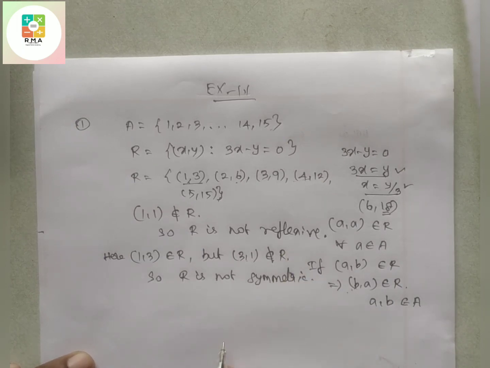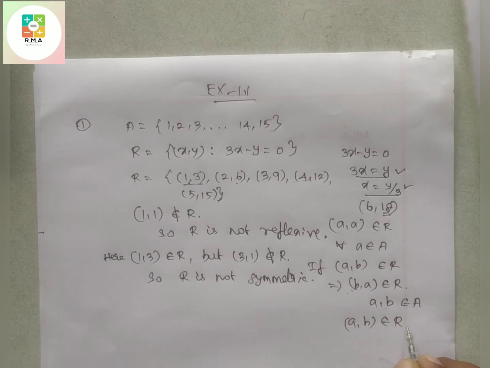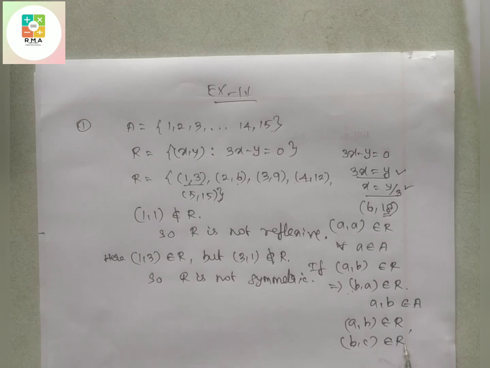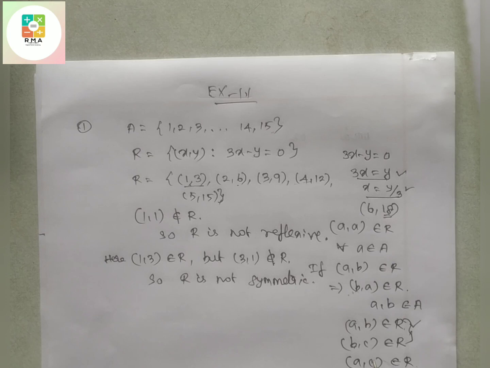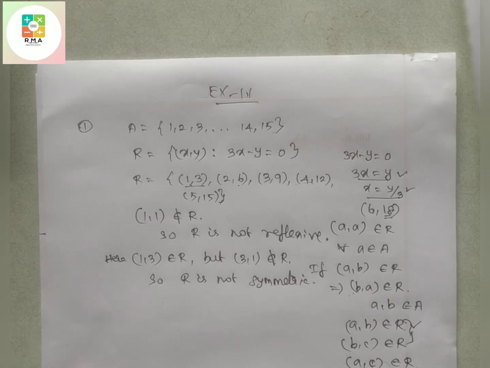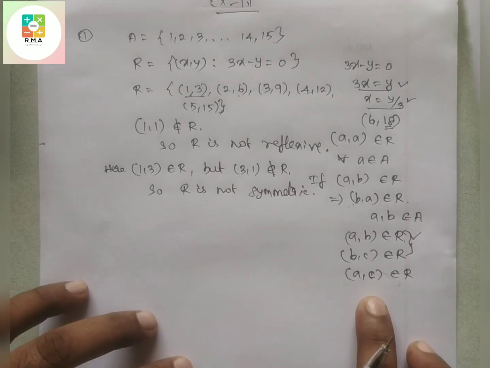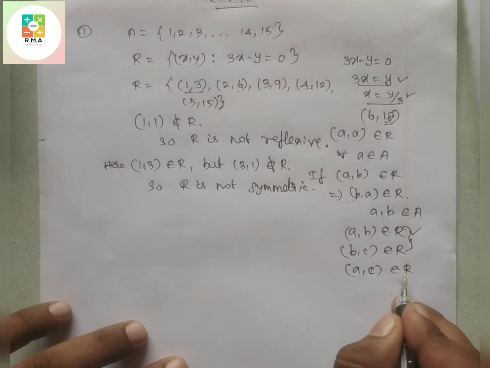Next, transitivity we have to check. So what is the transitivity property? If (a, b) belongs to R and (b, c) belongs to R, this implies that (a, c) belongs to R. If these two ordered pairs are in the relation, this ordered pair also should be in the relation. If this ordered pair is not in the relation, we can say that this relation is not transitive.